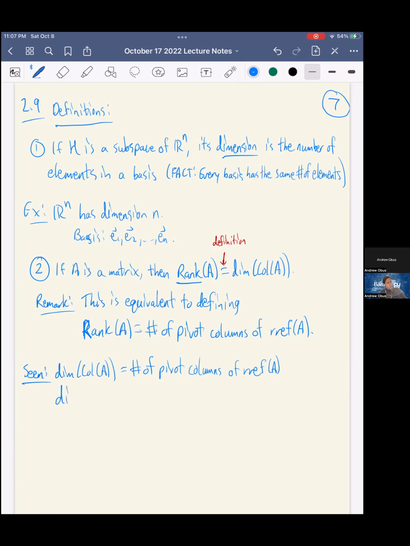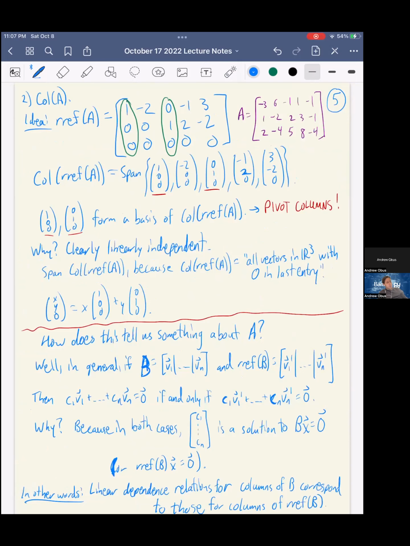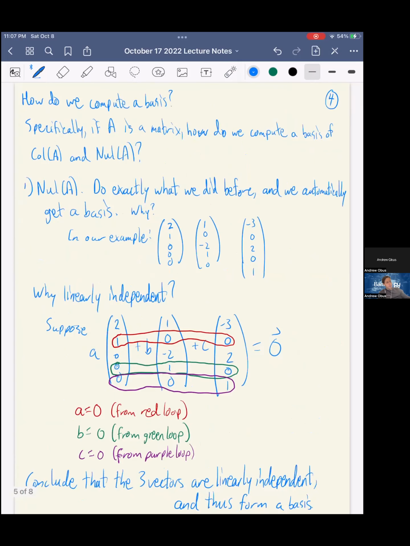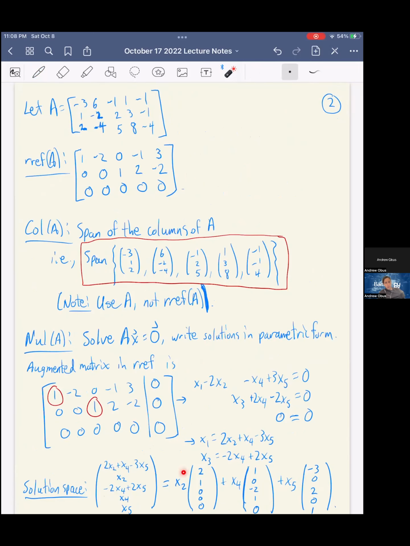What about the dimension of the null space of A? Well, this is equal to, well, how do we do the null space of A, right? We decided to solve AX equals 0 and write the answer in parametric form. But when we're solving AX equals 0, matrix A, and we're writing the answer in this parametric form over here, well, the idea is we get a vector for each free variable, right? We got a vector for x2, x4, and x5.